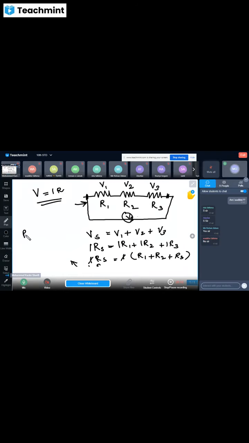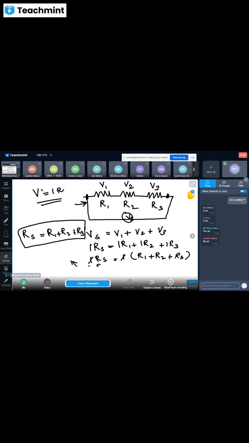So that means Rs is equal to R1 plus R2 plus R3. Okay, it's simple. So basically this is a simple derivation. When you connect resistors or resistances in series, the collective resistance or the total resistance is simply the sum of the individual resistances. Okay, got it? Yes, sir. Fine.